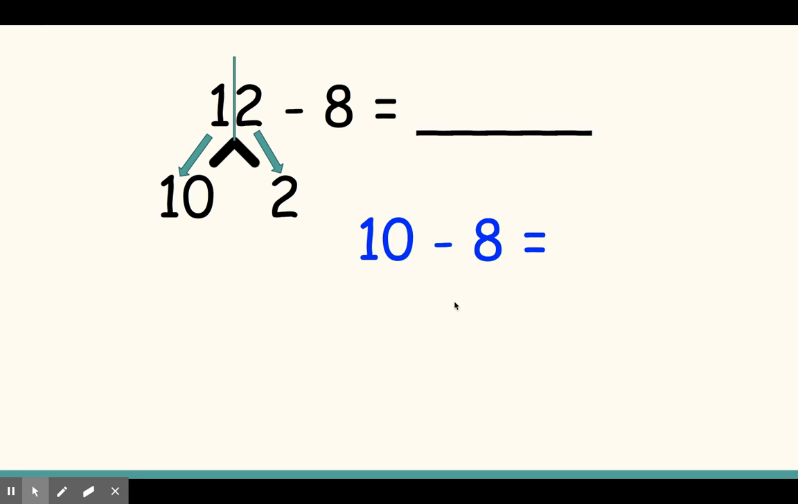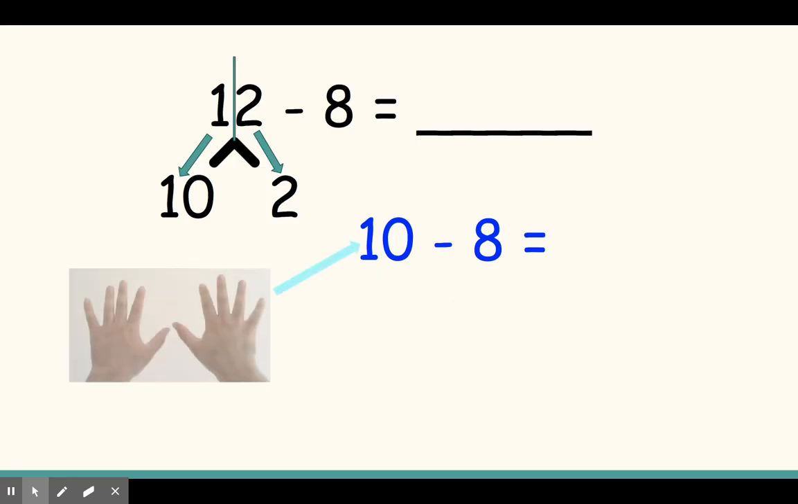Now you may wonder, well, why would we even use 10? How does this help us? Our number system is a base 10 system. Look at your hands. You have 10 fingers. You could easily hold out both of your hands and put down 8 fingers. What would happen when you did that? You would have 2 fingers left over. That's how you could solve this. So 10 subtract 8 equals 2.